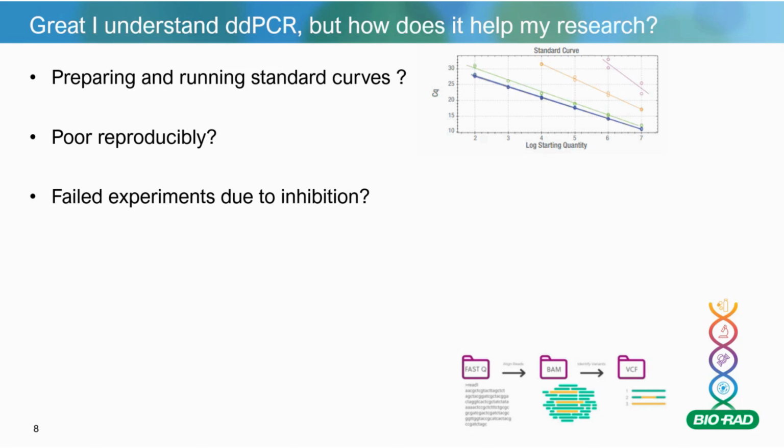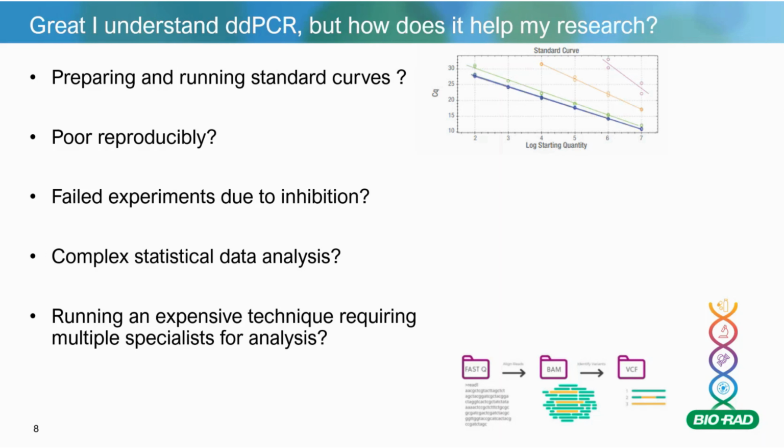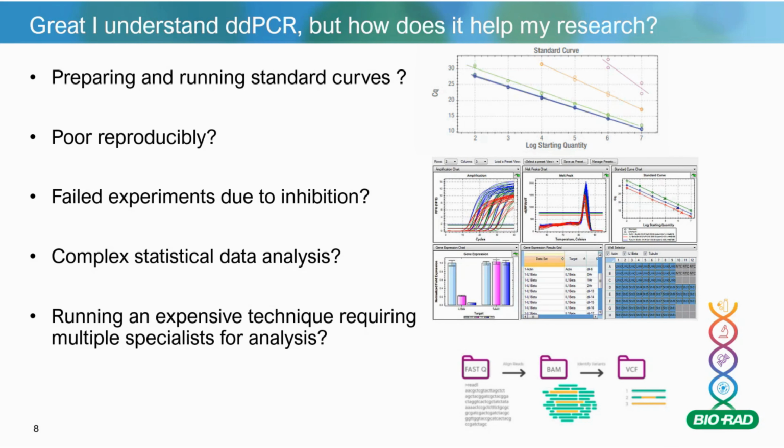It generally occurs. Do they have failed experiments due to inhibition, especially if you're working with something like wastewater or FFPE? Do you enjoy doing that statistical data analysis when you're ready to publish and they tell you, no, your efficiency isn't right, your R-squared value isn't correct, you need to redo this? What is your ANOVA information? What about looking at a technique like NGS, which, you guys know, is obviously quite expensive. There are also generally many specialists involved in your analysis portion.